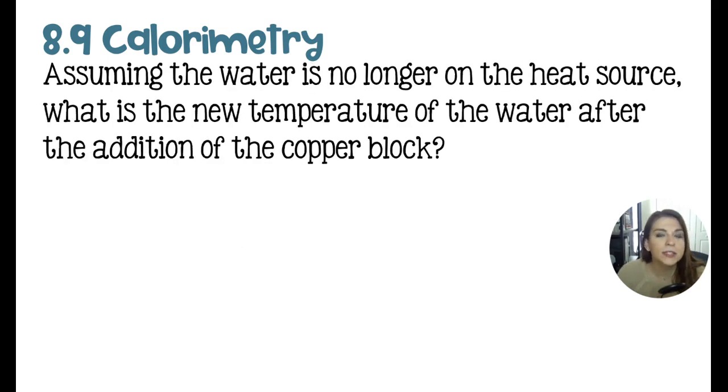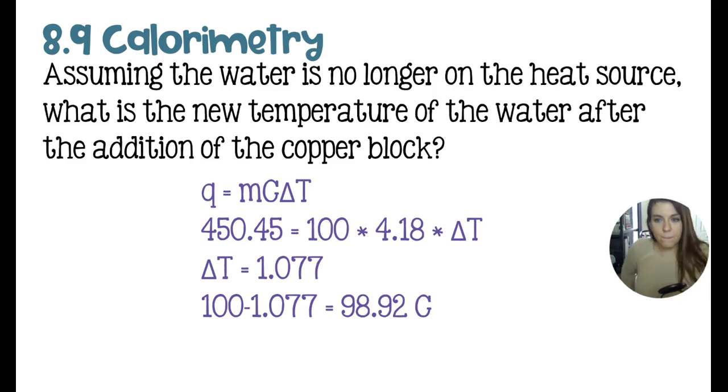Assuming that the water sample is having no new heat added to it, as in it's been removed from the Bunsen burner or from the hot plate, what is the new temperature of the water after it lost energy to the copper? In order to do that, you would still use the equation Q equals mc delta T, but at this point you would calculate the delta T value.